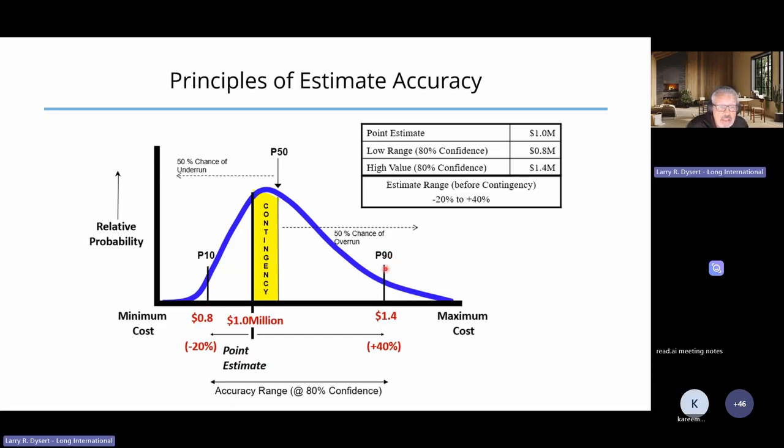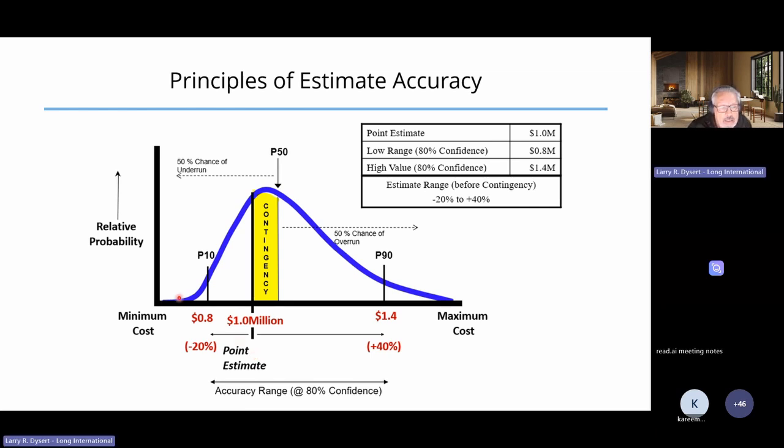Our p90 value, the value associated with our estimate that would provide a 90% probability of underrun, and therefore only a 10% probability or chance of overrun, is 1.4 million. In this diagram, our base estimate before evaluating a contingency value is 1 million. That's our base estimate, or sometimes called our point estimate.